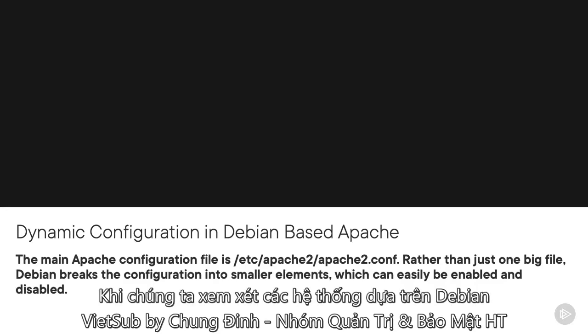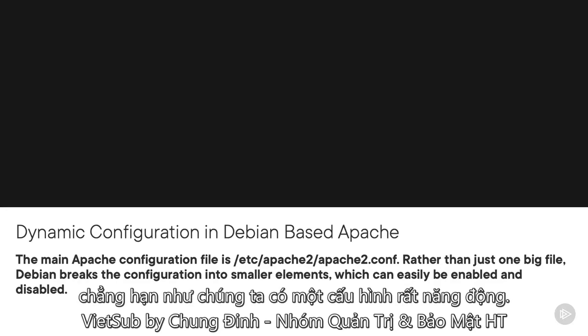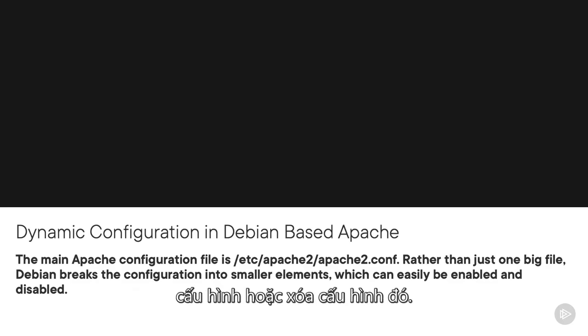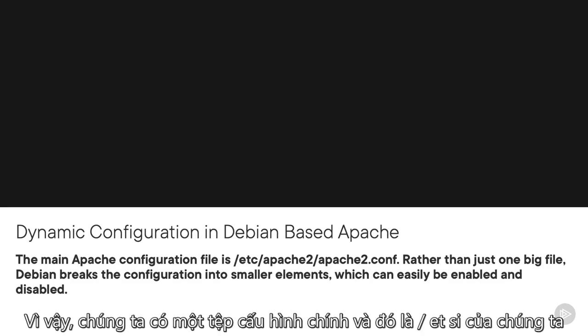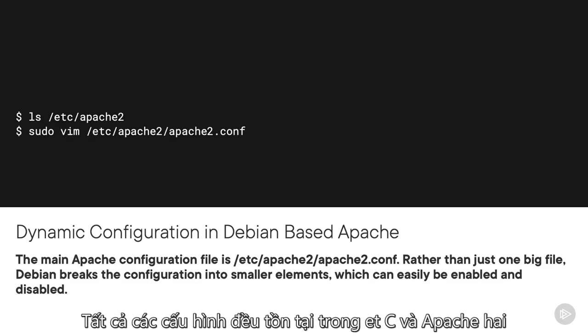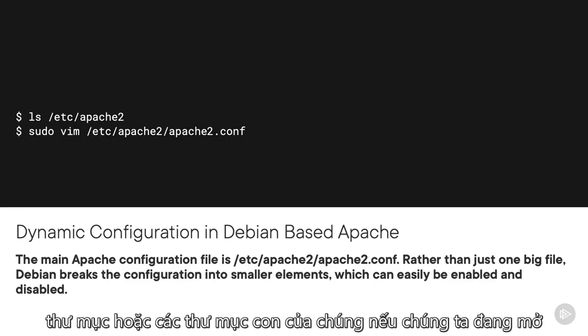When we're looking at Debian-based systems such as Ubuntu, we have a very dynamic configuration, being able to relatively easily add in new configuration or remove that configuration. So we have one main configuration file, and that's our /etc/apache2 and the apache2.conf. All of the configuration exists in the /etc/apache2 directory or subdirectories thereof.